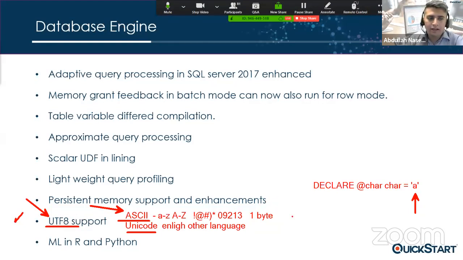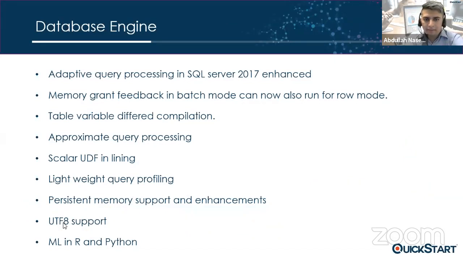For the longest time, it was always ASCII. And if you wanted to store Unicode, you would have to have an N before the A. That N would represent that this character is a Unicode character. But if you wanted to store simple ASCII characters, you would just type it like that. And now, if you type it like that, it's going to store a UTF-8 character, which is better. So that's the support that it has.